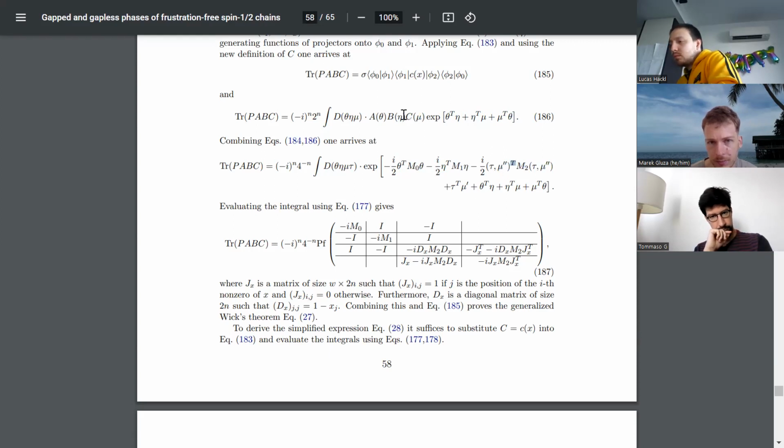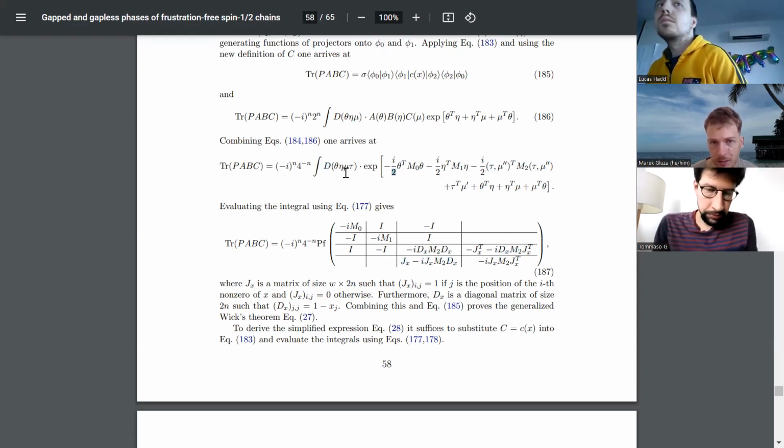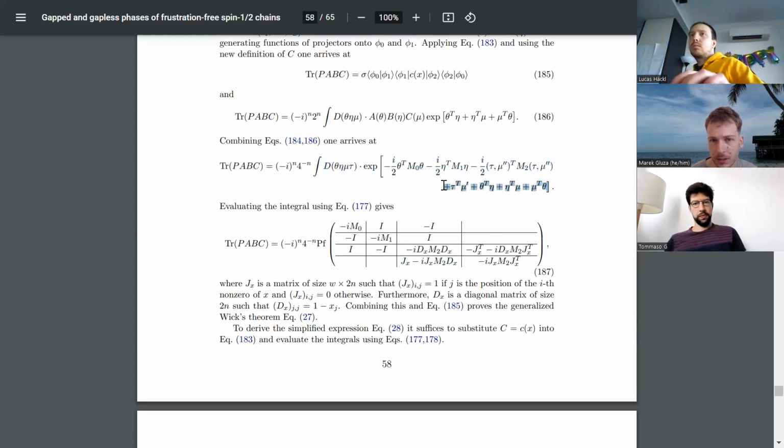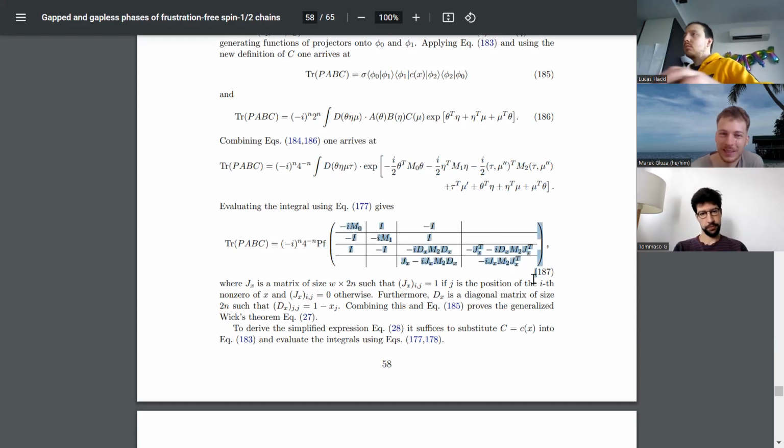It's just that C of mu has an additional theta integral. I don't want to discuss this too quickly, but that's what we just saw. And that's the final form. So we pick out all of those things. So theta to theta is M0, eta to eta is M1. Then this stuff is a little bit more complicated because of this deselecting which kind of observable we have. So they just introduce those things. And basically this becomes one big Gaussian integral. So we have a Pfaffian of one big matrix, and that's basically the end result.